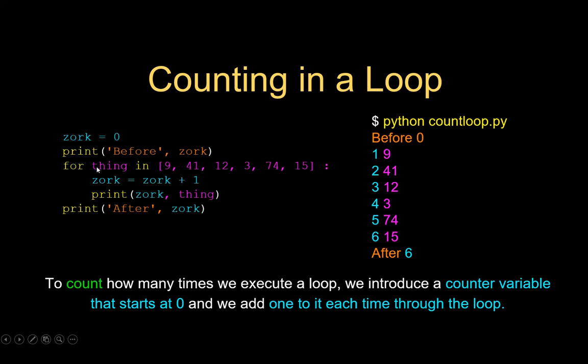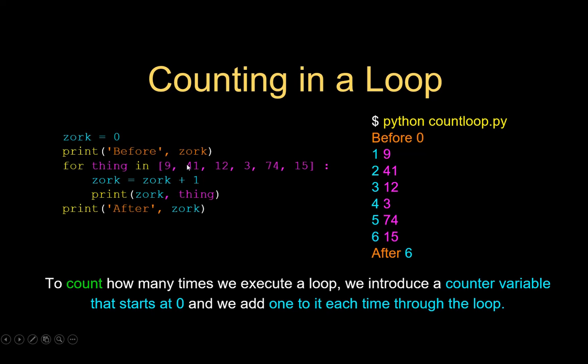Our loop is like for thing in the set, so we start from 9 going to 15. For each thing in this set, add 1 to Zork and save it into Zork. For the first time, our thing is 9 and our Zork is 1, so we have 1 and 9. The second time, we add another 1 to increment Zork, so it's 2 and 41.